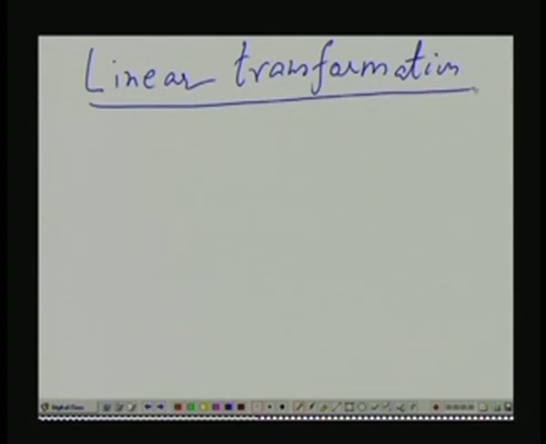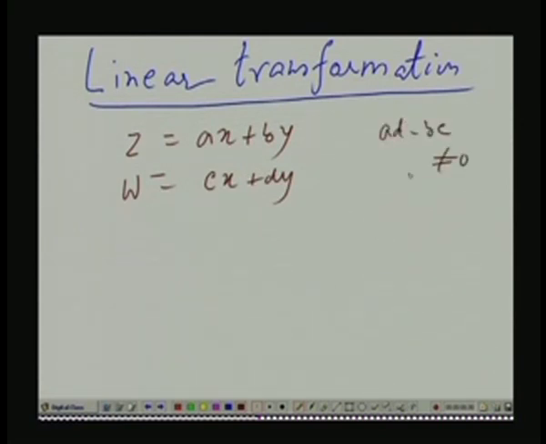Suppose we consider a thing like this. That is, suppose it is given that z is equal to ax plus by, linear, and w is cx plus dy, and it is given that the determinant of this matrix, ad minus bc, is not equal to 0. So you can easily solve this, right? So solution x also will be available as a linear combination of z and w, y will be available as a linear combination of z and w.